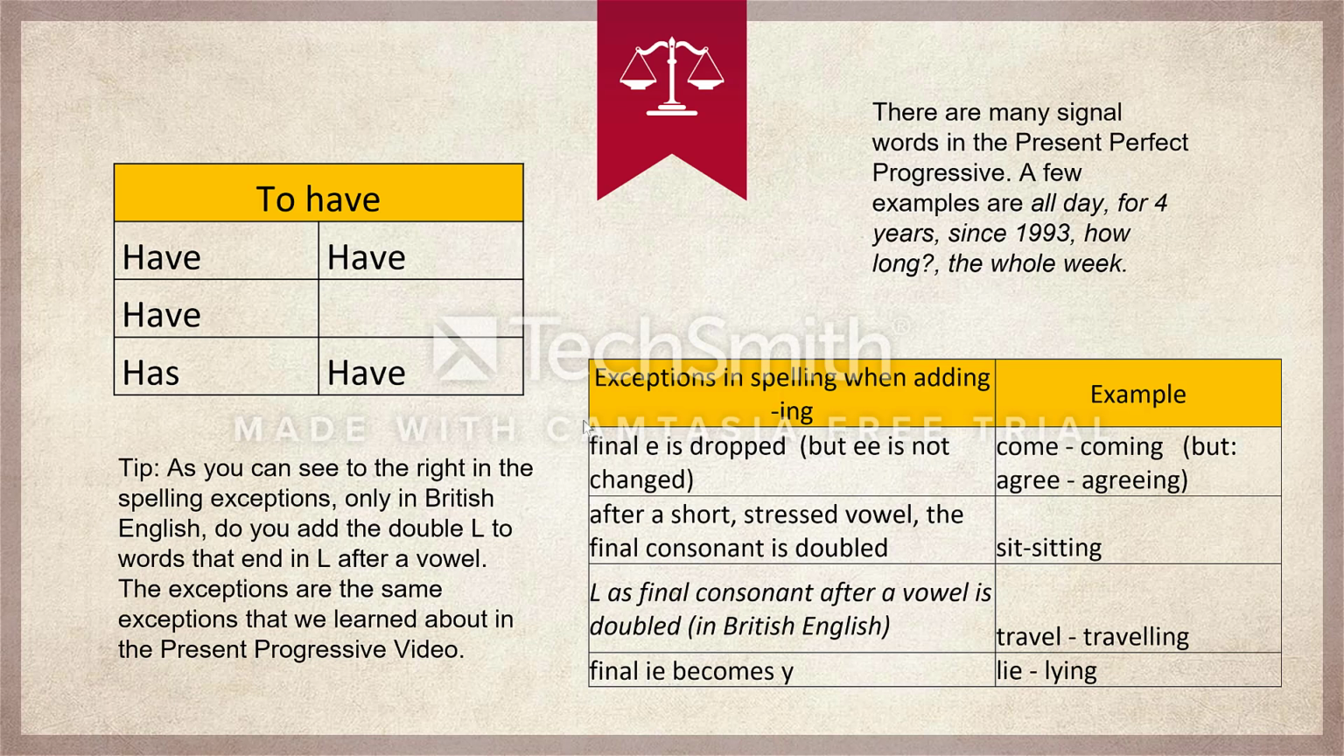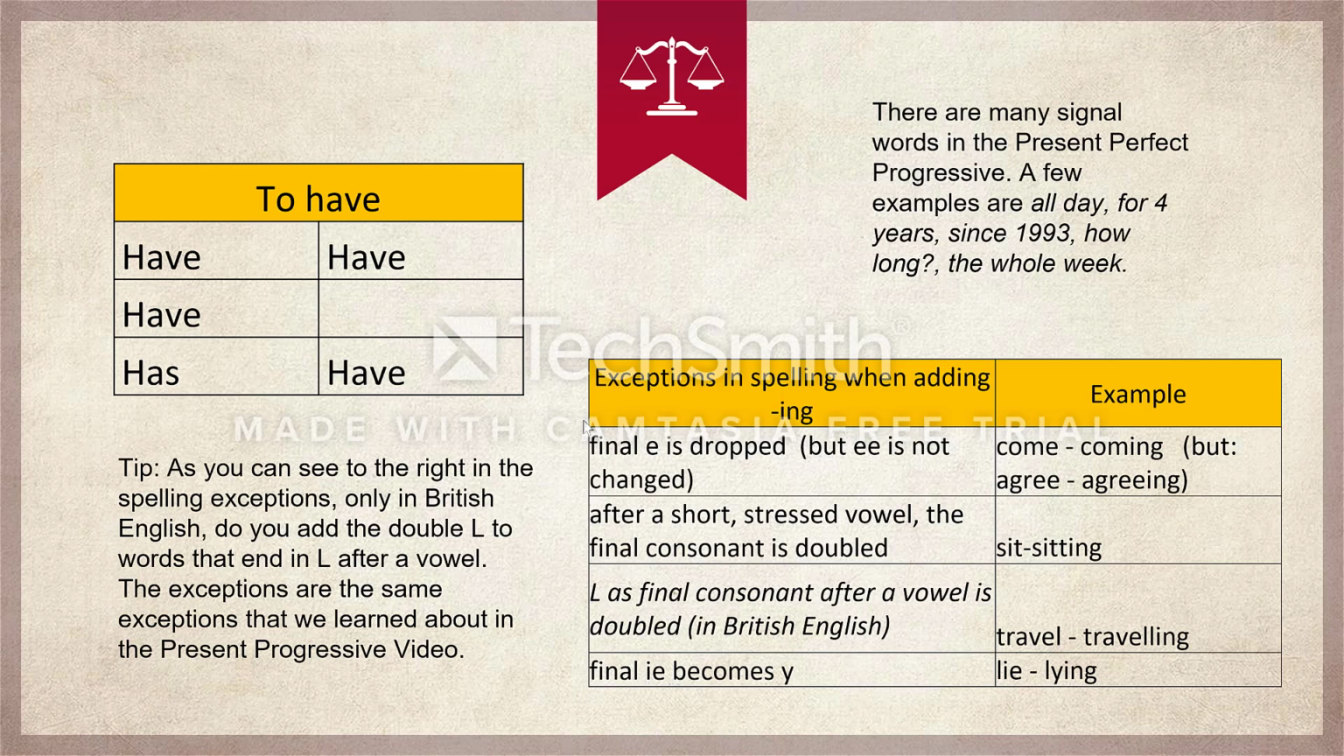Then the second exception is after a short stressed vowel, the final consonant is doubled. As we can see in our example, we have the word sit, which changes to sitting. You add another T, so you have the double T, and add on the ing, because we had the short stressed vowel before the final T, which is a consonant. And it is the same with L. So if L is the final consonant after a vowel, it is doubled. But that is only in British English, so just keep that in mind. If you see whichever spelling, it's correct. You don't have to worry too much about that for now.